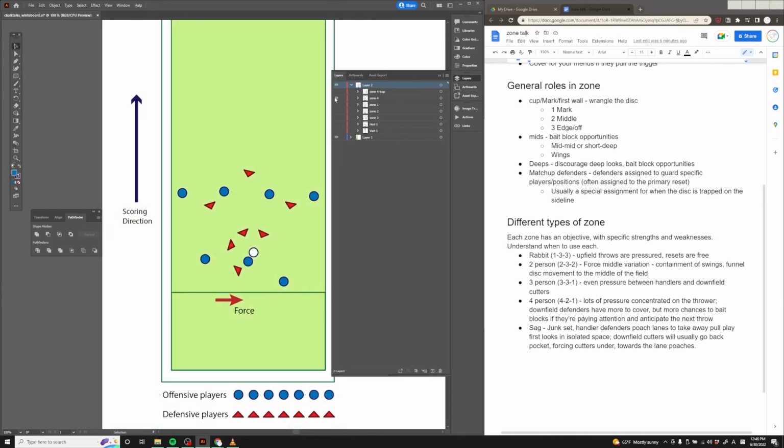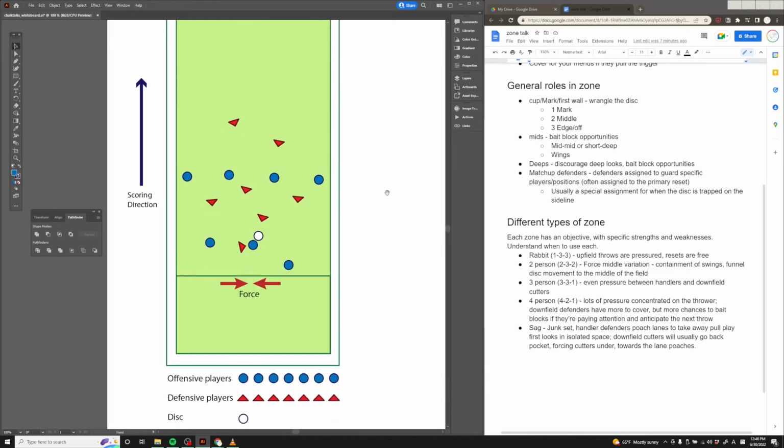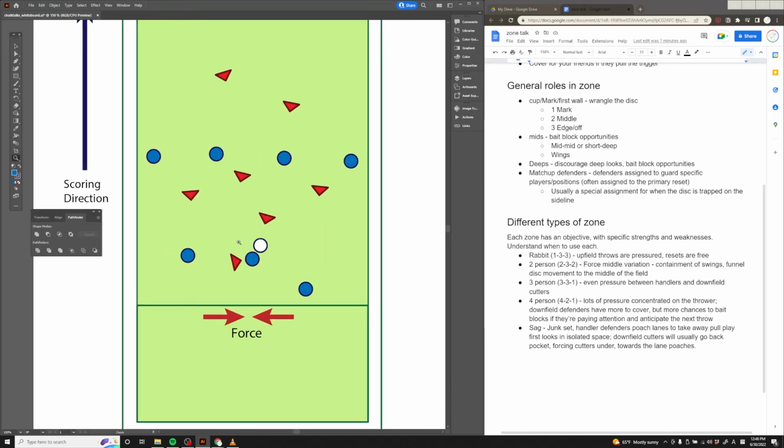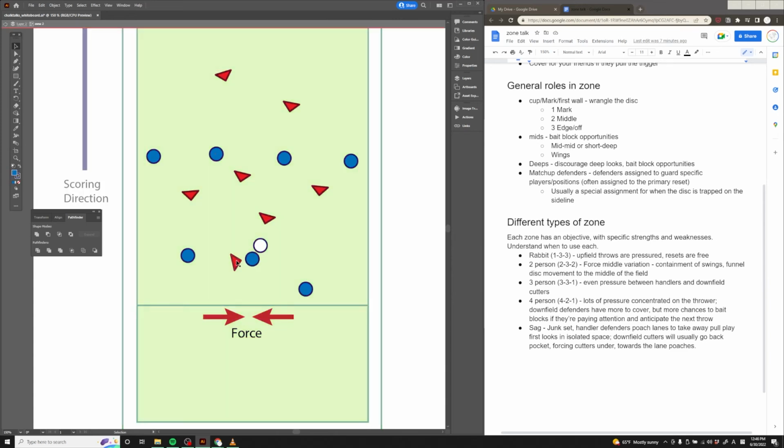Okay. Next zone that we're going to talk about is a 2-person cup. The 2-person cup looks a little bit like this, and the main difference here is that the force will be force middle. So coming down, if the disc is in the middle, you just kind of pick a side. Whoever gets down there first can call the first mark.